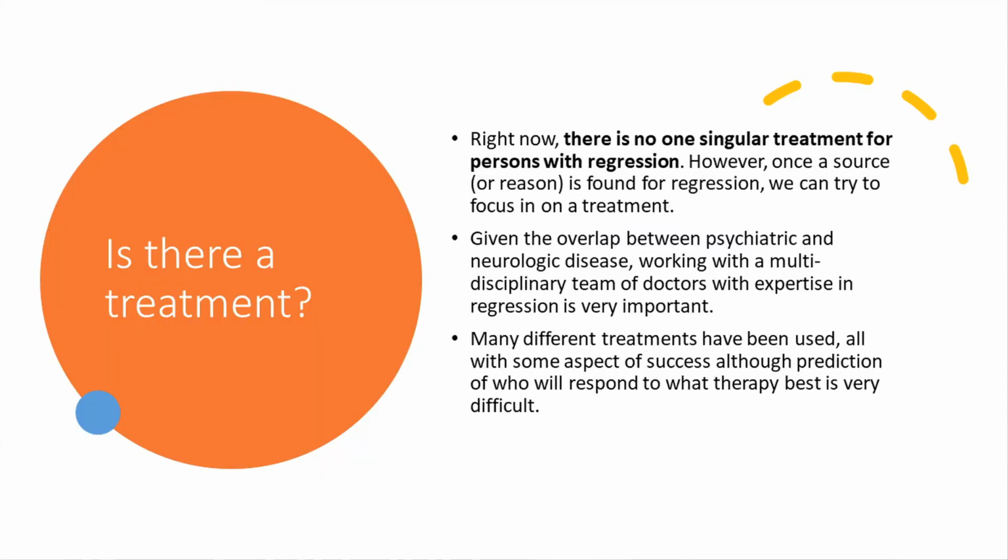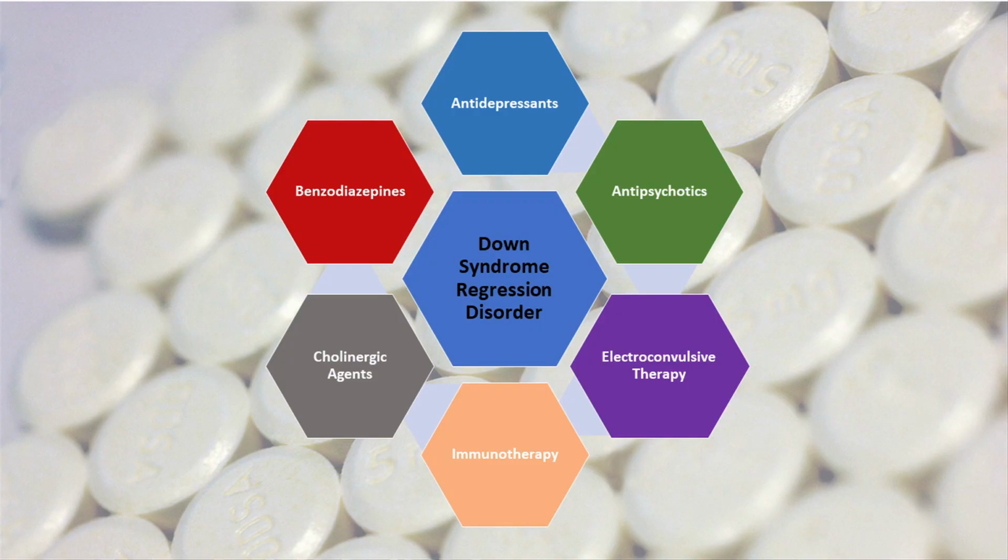So here's the other big question. Why are we looking into this? Well, there's got to be some kind of treatment, and there is. So there's not a single treatment, but we've kind of come up with a multifactorial set of treatment approaches to try to manage Down syndrome regression disorder. Obviously, there's a whole lot of psychiatric disease on top of their neurologic disease and the immune dysregulation, and so we focus on multiple areas.